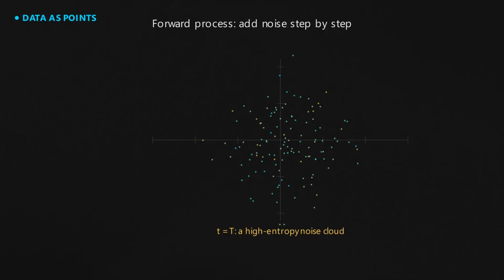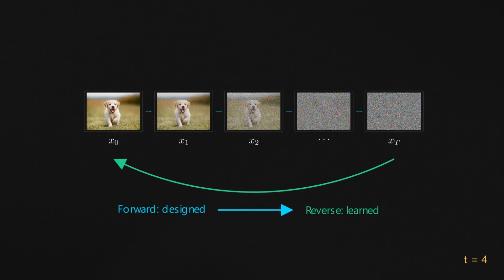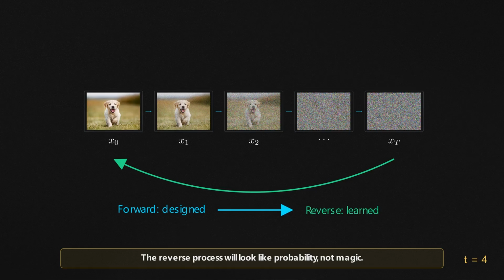For visualization, we compress this idea into 2 dimensions. Suppose our clean data lives on a beautiful spiral-shaped structure. This is the data distribution. Ordered, meaningful, and concentrated. Now we add noise step by step. The spiral begins to blur. The points spread out. The structure dissolves into a cloud. This direction is called the forward process.